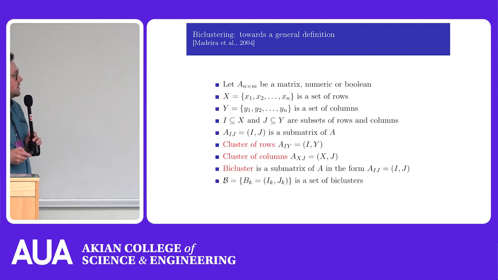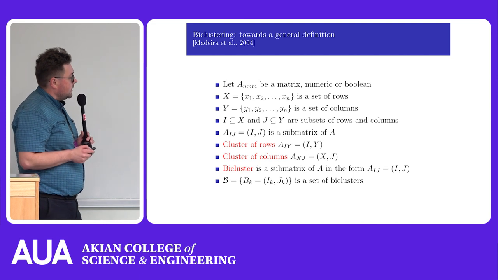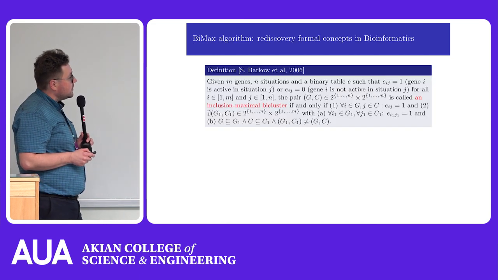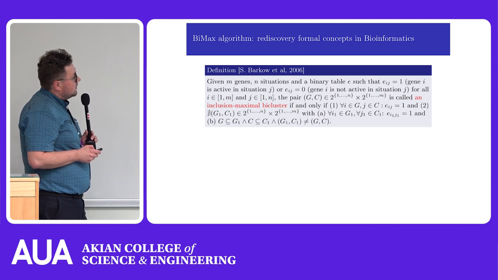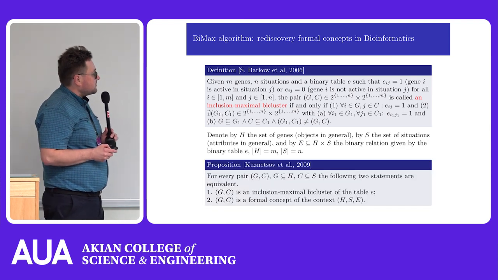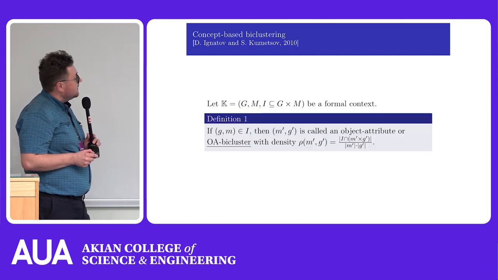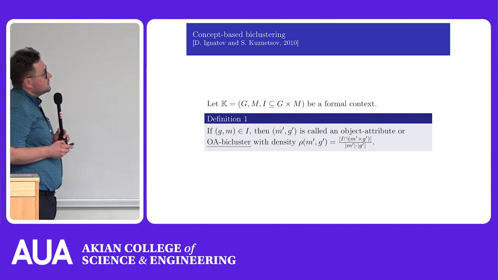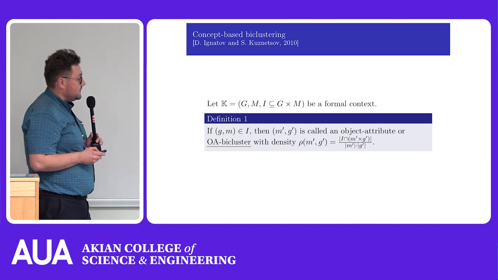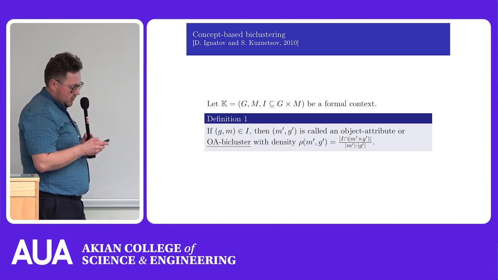The formal definition of bicluster is just a submatrix of an input matrix, like the gene expression matrix. It's a real valued one. We'll consider only binary ones. And it turns out that in bioinformatics, they rediscovered formal concepts as such inclusion maximal biclusters. So there are theorems saying that, but we propose something which is the relaxation of such a rigid notion when all the objects should share all the properties.